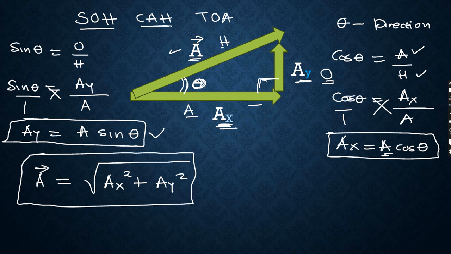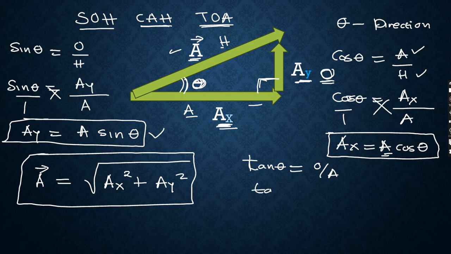Okay, so now let's find the formula to find the direction. How can you find the direction now? We are going to use this part, since the direction is opposite to the y component. We are going to use tangent. So we say tan theta is equal to opposite over adjacent.